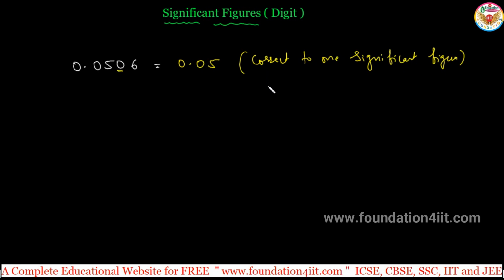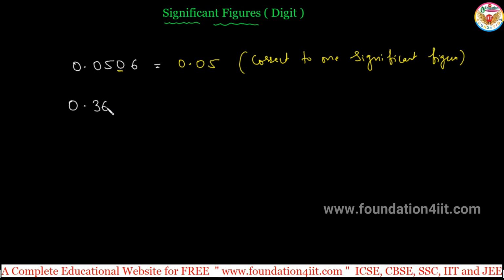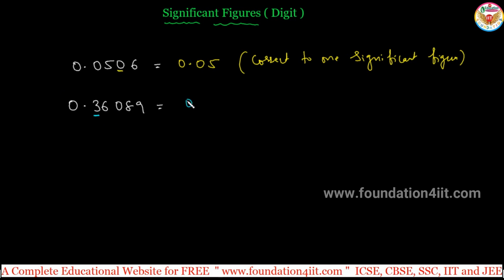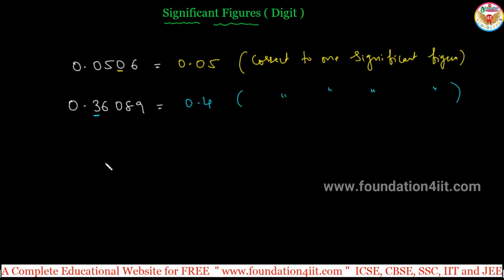We'll proceed in a way similar to that used for decimal places, but you can take only the numbers. For example, 0.36089. If you want it correct to one significant figure, the first digit is 3, but after 3 the next number is 5 and above. So we can write 0.4. This is correct to one significant figure.